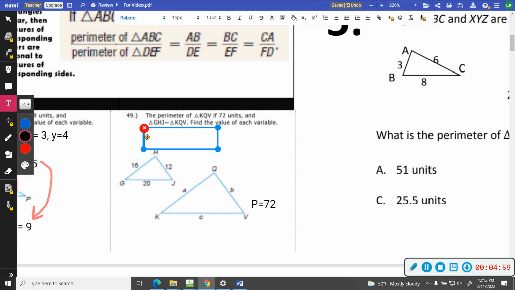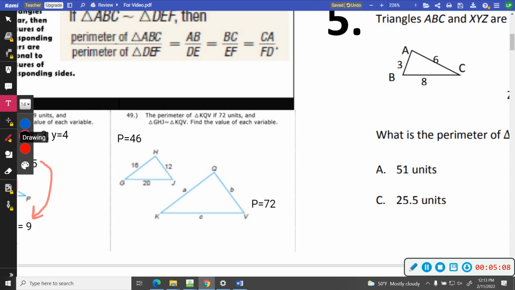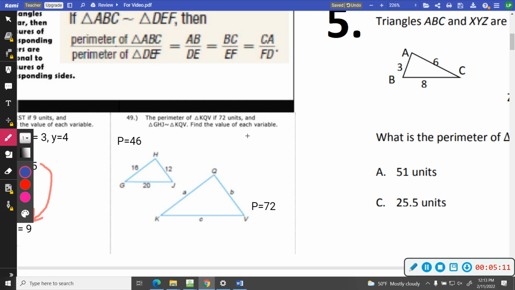You could very easily find the perimeter here. 16 plus 12 plus 20, that's 46. And we're going to set up a proportion, and we're going to say that 46 over 72, and I went left to right, so I'm going to do the same. And I just want to make sure GH goes with KQ. So GH goes with KQ. Okay, so it'll be 16 to A.